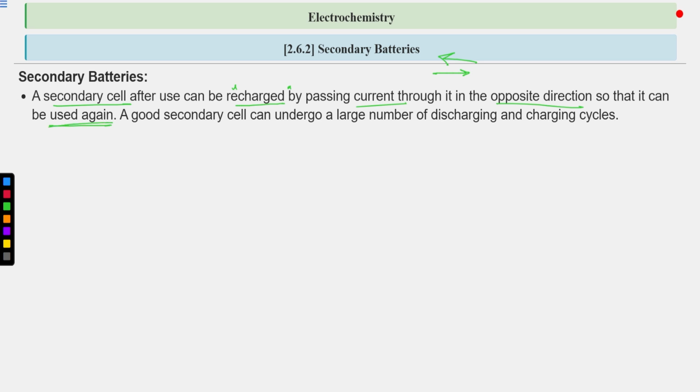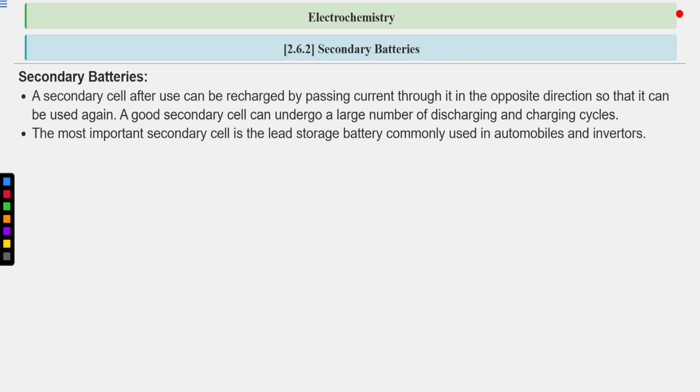A good secondary cell can undergo a large number of discharging and charging cycles. These discharging and charging cycles determine the cell life. So you can consider a secondary cell good if it can undergo a large number of discharging and charging cycles. The cell which has a large number of cycles of discharging and charging is considered a good secondary cell.